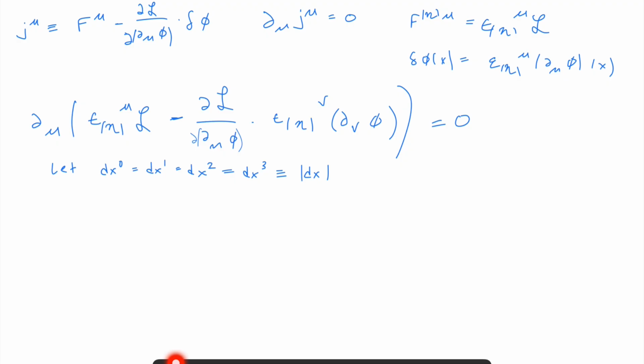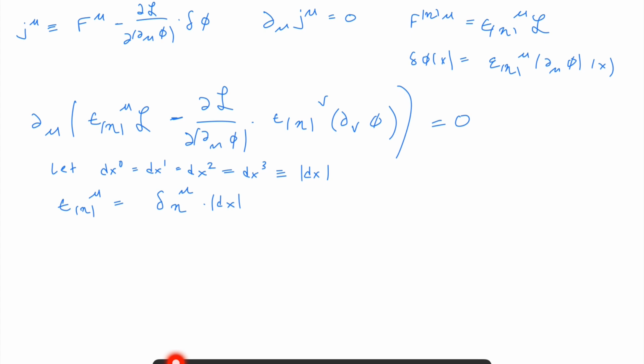And just for notation, let's assume that in our 4 cases, whether we use dx0, dx1, dx2, or dx3, they're all of the same magnitude. And just so I don't have to write this whole thing down 4 times, I'm going to assume that quantity is the absolute value of dx. You could just call it dx if you really wanted.